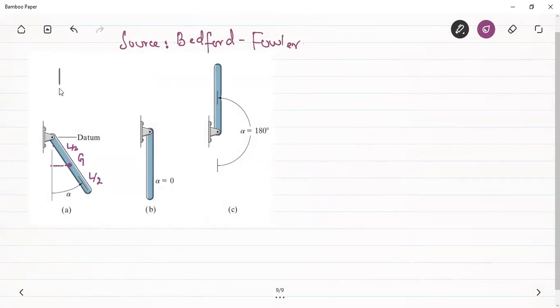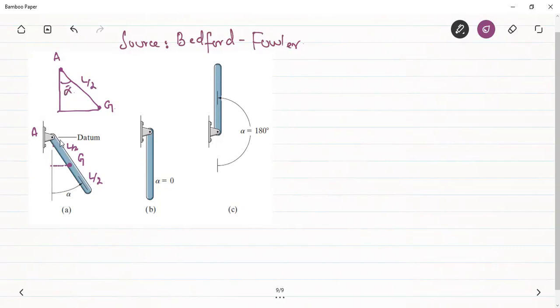So I can draw a right angle triangle where this point is the hinge. Let's say this is hinge A, this is the center of gravity of the rod, and this distance is equal to L by 2, and this is the angle alpha. I had written theta, but this is the angle alpha as per the text.